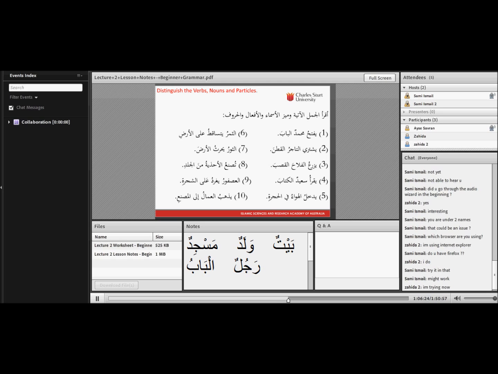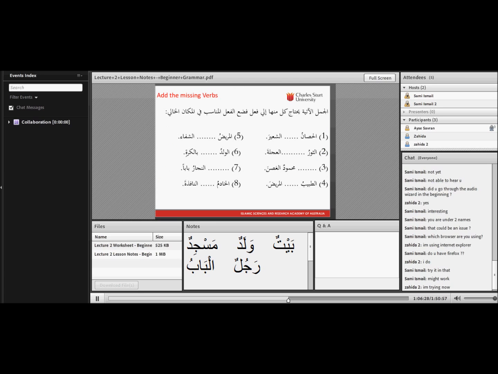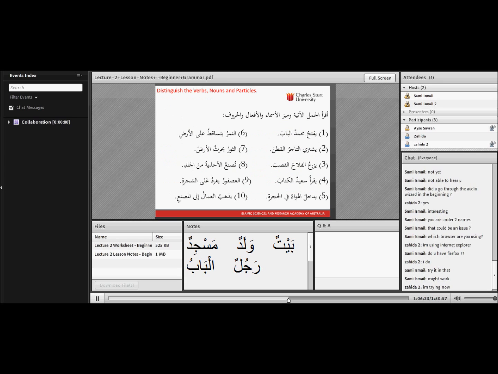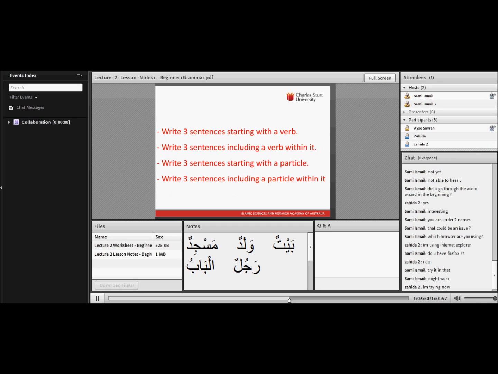Okay, I'm gonna move to the next slide. Which one should we do? So the first one says, let me just put the English one: write 3 sentences starting with a verb. Can you say a sentence that starts with a verb?